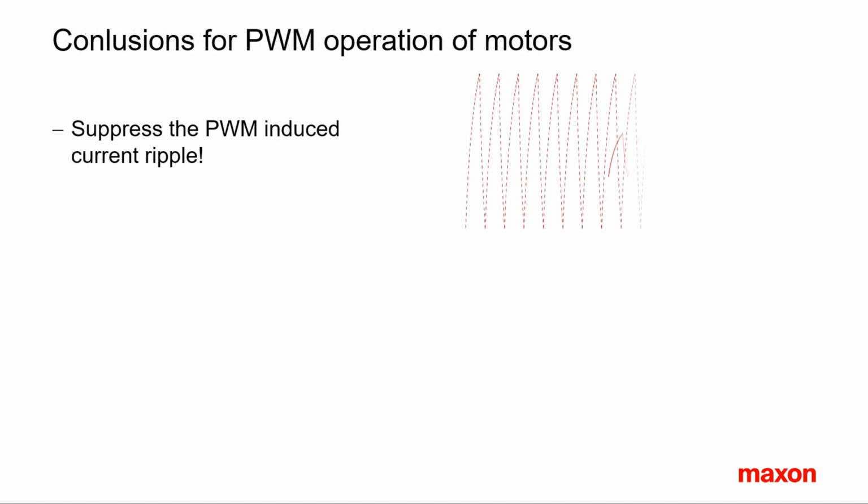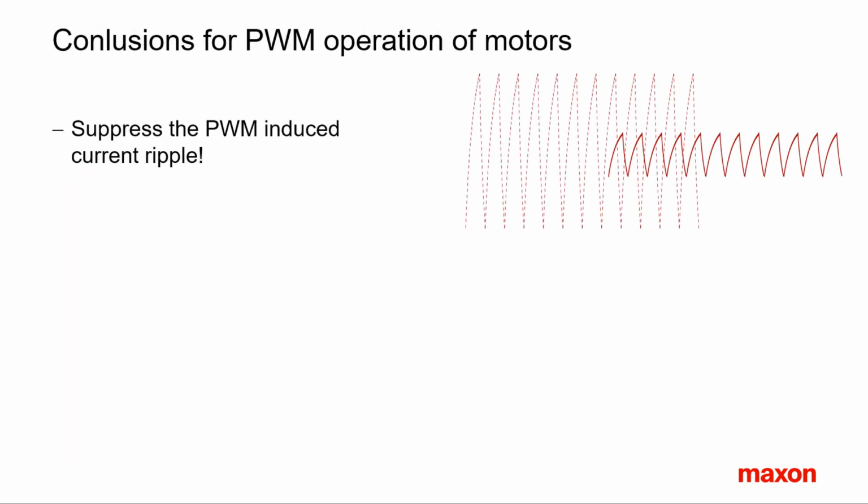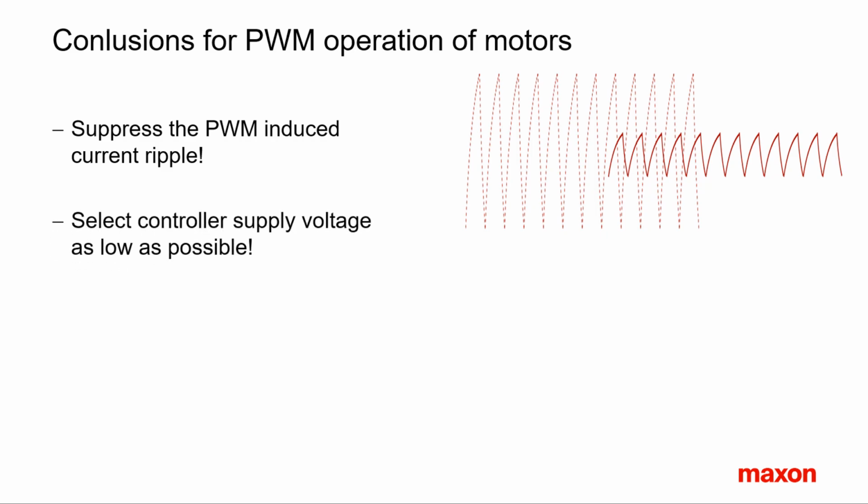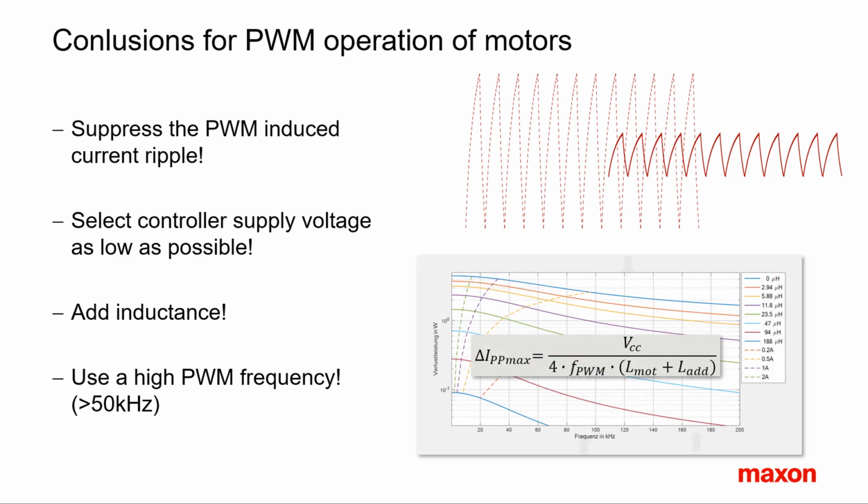A summary. Reduce the current ripple as much as you can. Select a low supply voltage in order to maximize the PWM duty cycle. Add extra inductance and use PWM frequencies of 50 kHz and above. Maxon controllers follow these rules as well. They have a high switching frequency and built-in motor chokes to be well adapted to the low inductance Maxon windings.